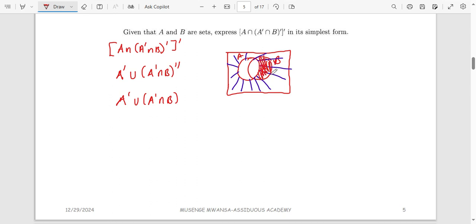So we want now to combine these two sets because we're finding the union. Union means combining. So can you see that if you combine the one in red and the one in blue, the answer is just giving us A complement. And earlier on, when we were talking about this topic, I said that when you are finding the union of a big set and a small set, the answer is always the big set. A complement is bigger than A complement intersection B. That's why the answer is just A complement. Okay, so that is it for this one.